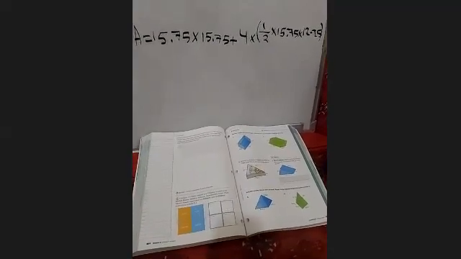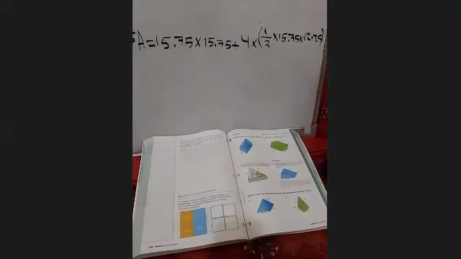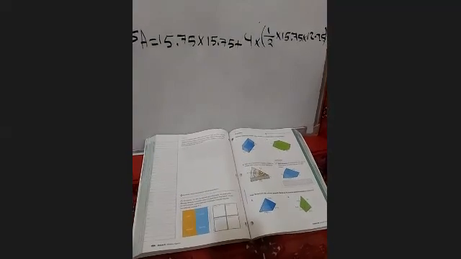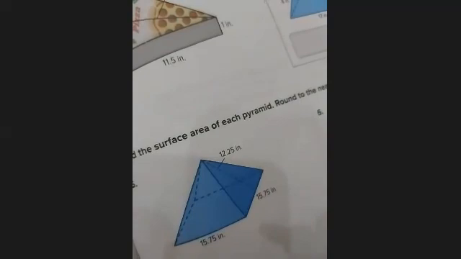I thought we shouldn't make four multiply. No, because we have four congruent triangles, so we can multiply by four. Okay? Yes. Anything else? No, Mr. Okay, then.